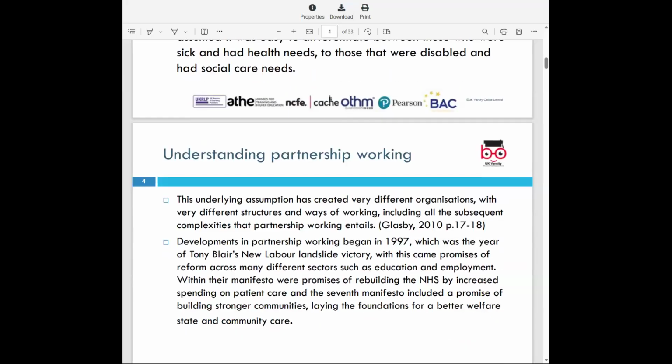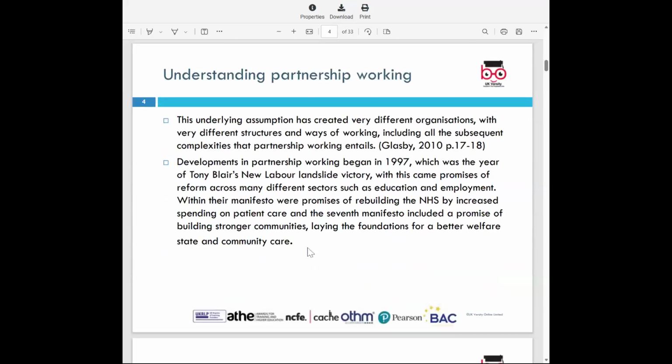Understanding partnership working: partnership working in health and social care involves collaborating with different people. It could be different organizations or different professionals, collaborating with different services within the NHS, looking at working structures and making sure that you are working with different sectors as well.